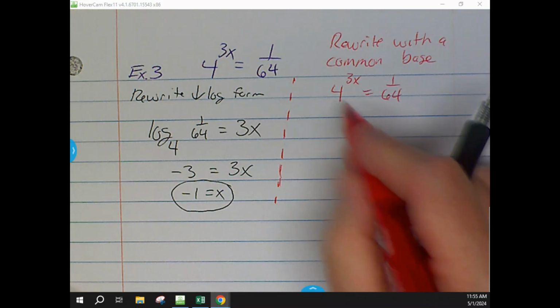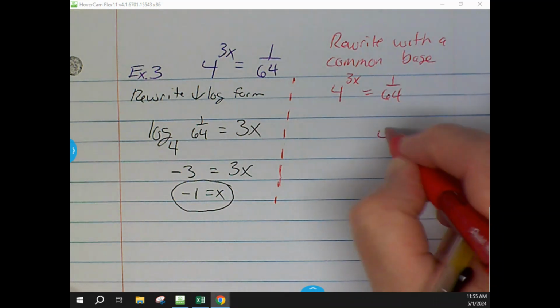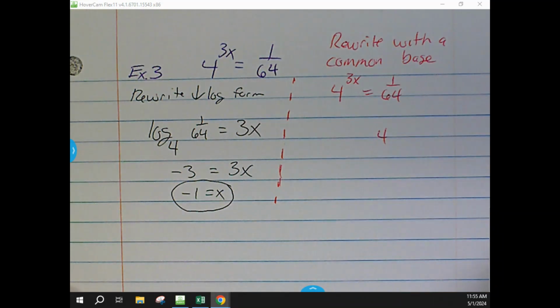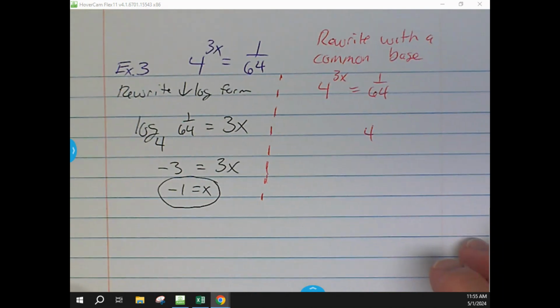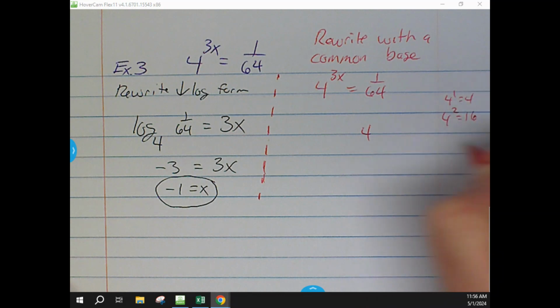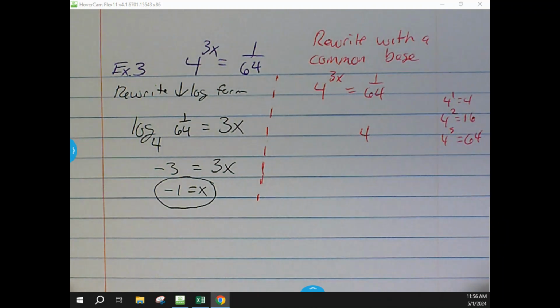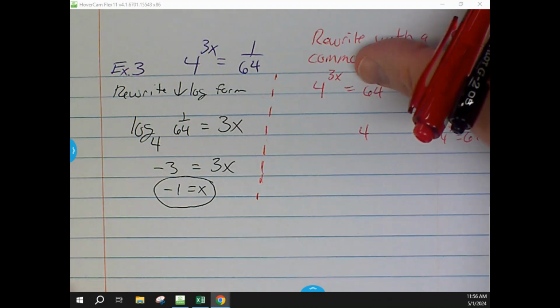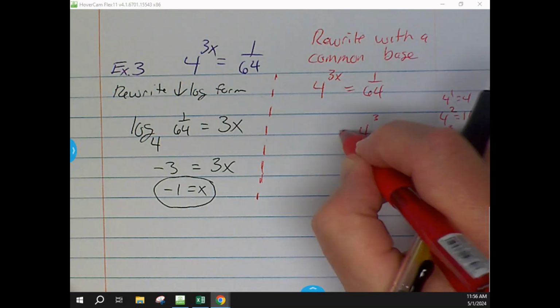Okay, so this one's base 4, so we know we're going to rewrite this as base 4. And you may be going, well, that's a fraction. How are we going to get there? Okay, now if you go through your powers, 4 to the first power is 4. 4 squared is 16. If you do 16 times 4, that would actually be 64. So if that was 64, it would be 4 to the third power.